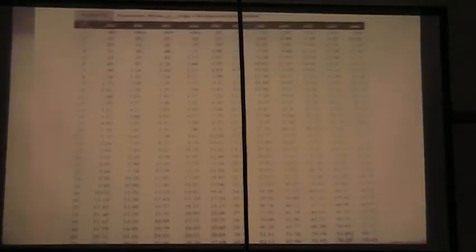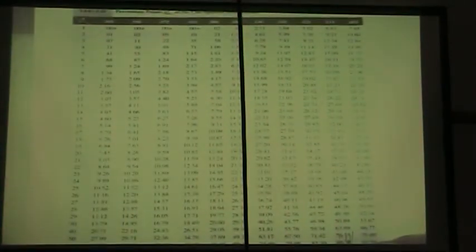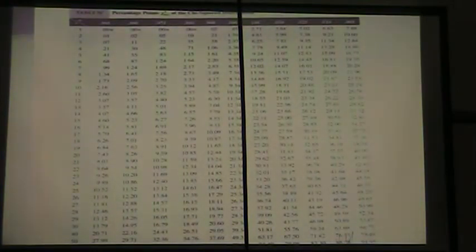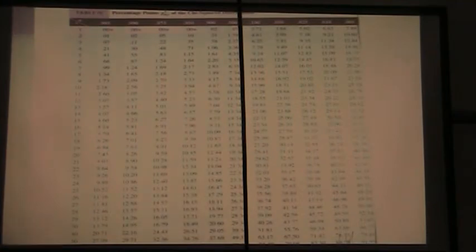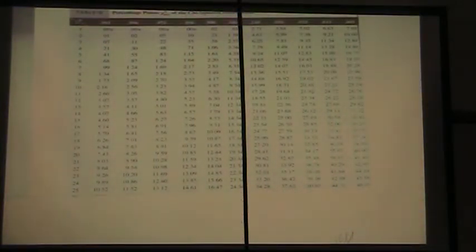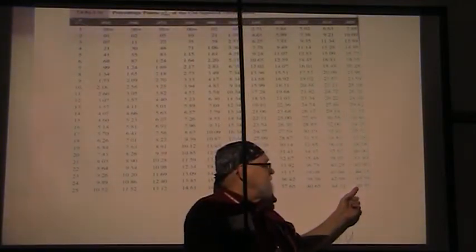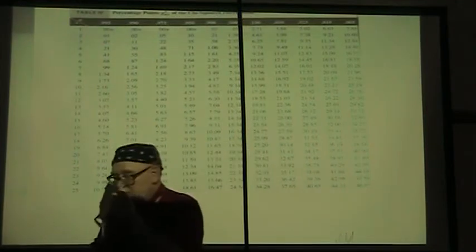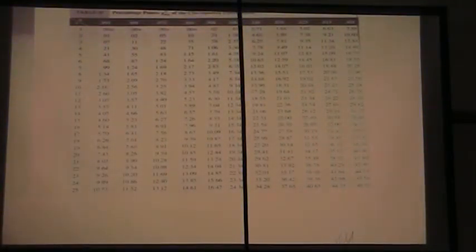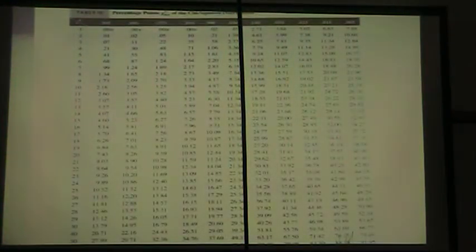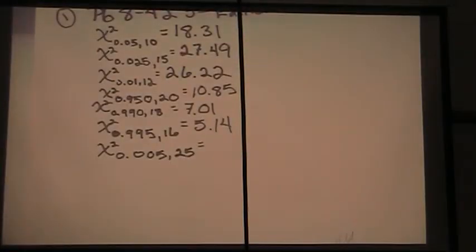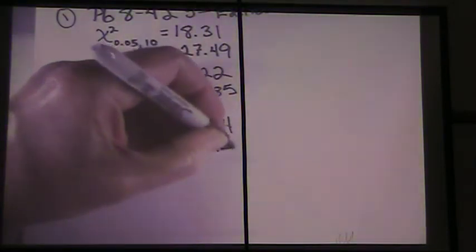All right, in this case, I'm going to push this way up here. All right, so 0.005. Well, really, I don't need my right sheet of paper. It's the last column. Then here I've got the 25th row, and I go over here to where my two pieces of paper meet, 46.93. Okay, 46.93. Man, that's a big one.